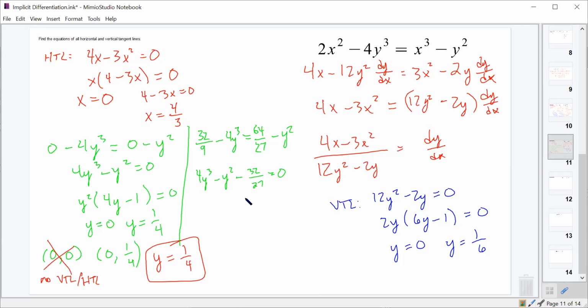True? Anybody know a good way to solve that? I mean, I do, but it's not real pleasant. I wouldn't call it a good way to solve that. So how can we find when that's true? Well, we can use our graphing calculators to graph that equation and see when it crosses through the x-axis.